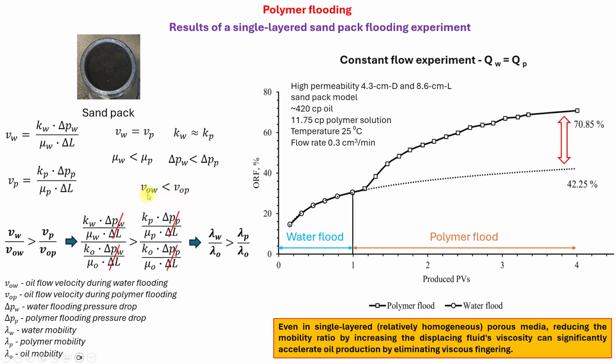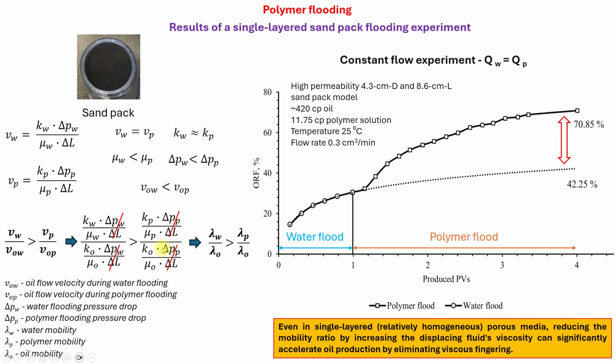Yes, the velocities of the displacing fluids, water and polymer, remained equal. However, the ratio between the velocities of the displacing and displaced fluids is lower in the case of polymer flooding. If we express these velocities using Darcy's law, the pressure gradients cancel out since they are the same for both water and oil during water flooding, and for polymer and oil during polymer flooding.